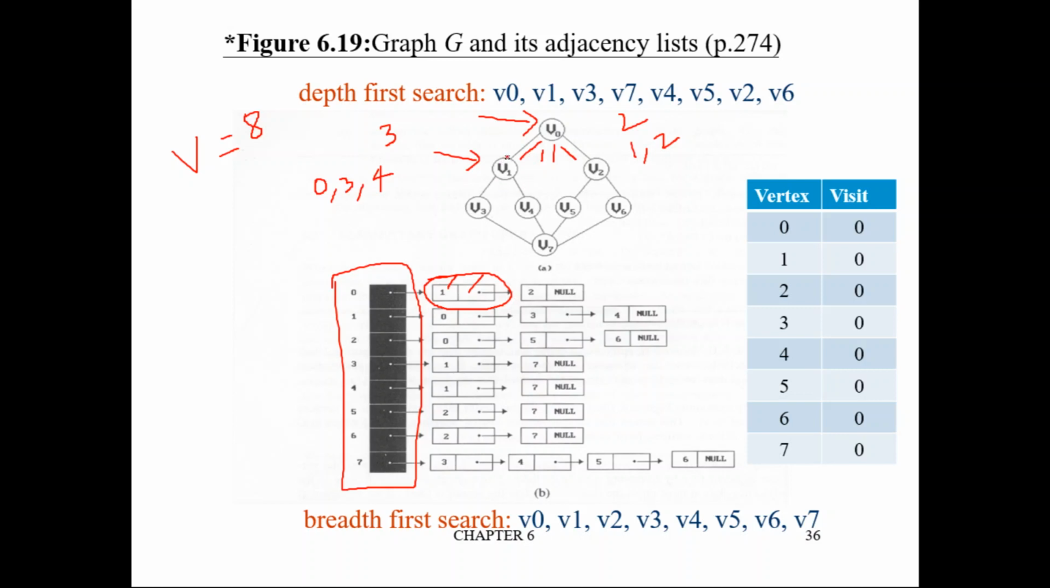Similarly, if you see vertex 1, it has a pointer to its parent V0 and then to its child.